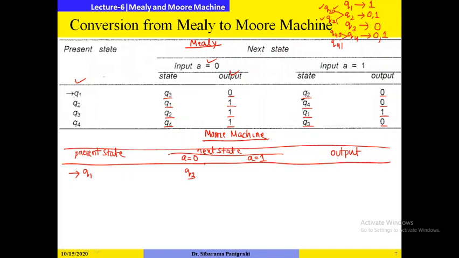Let me see the output. So Q2 producing 0 as output. So here I will write Q2 0. So what is the output? Q1 always produces 1. So I have written 1.